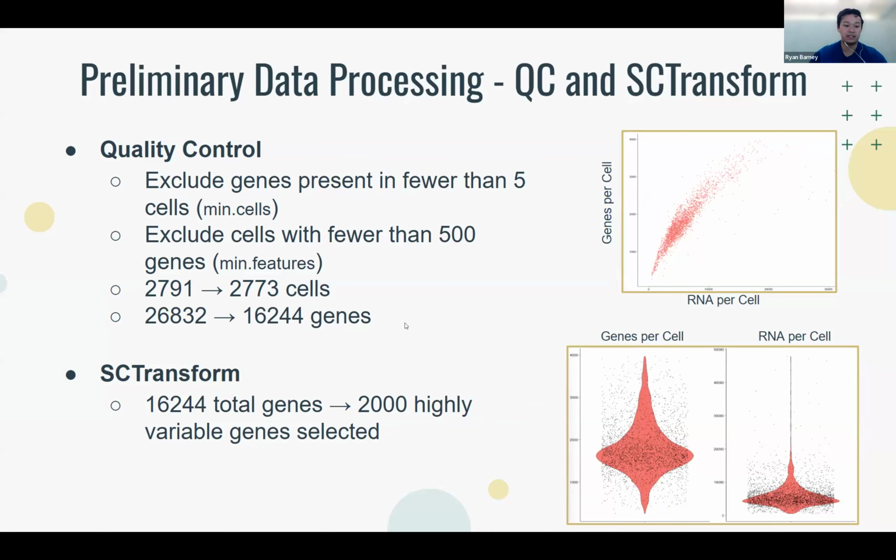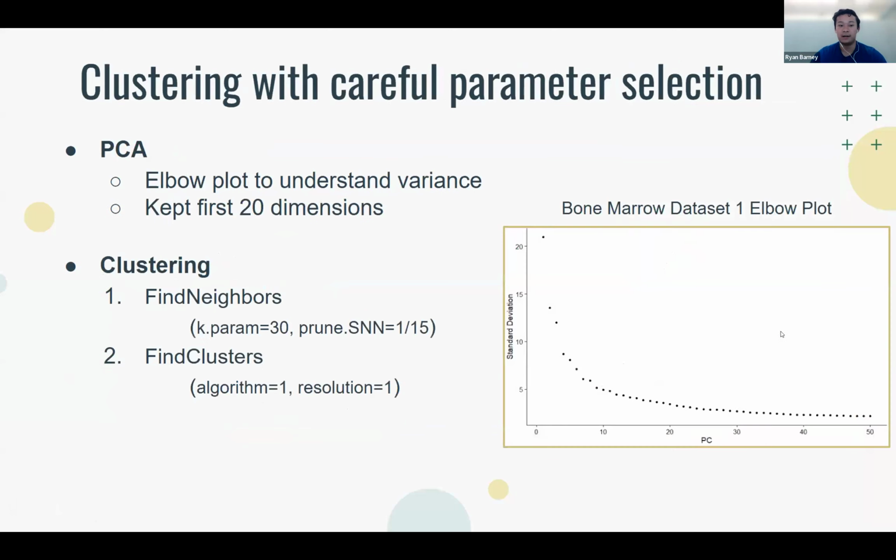So from there, I ran SCTransform. And of course, I had these 16,000 total genes. And I decided to pick 2,000 highly variable genes. I had tried higher values of 3,000 to 4,000, but I noticed that the amount of variance that seemed to be captured by the top genes kind of plateaued around 2,000. So I picked that value and stuck with it.